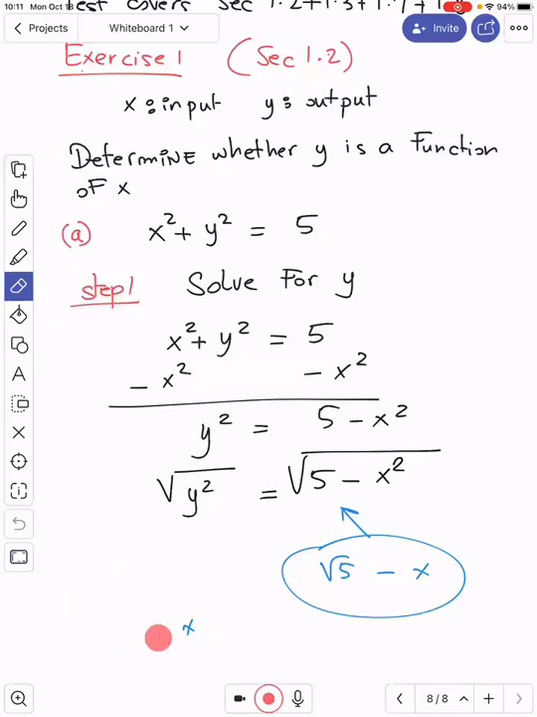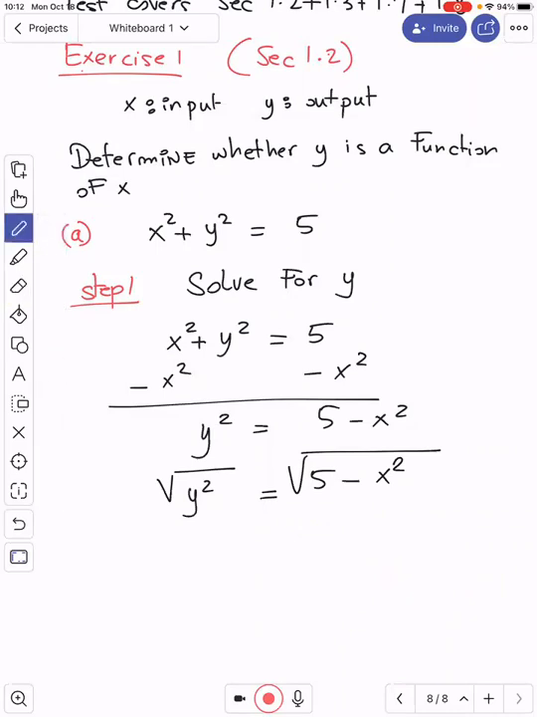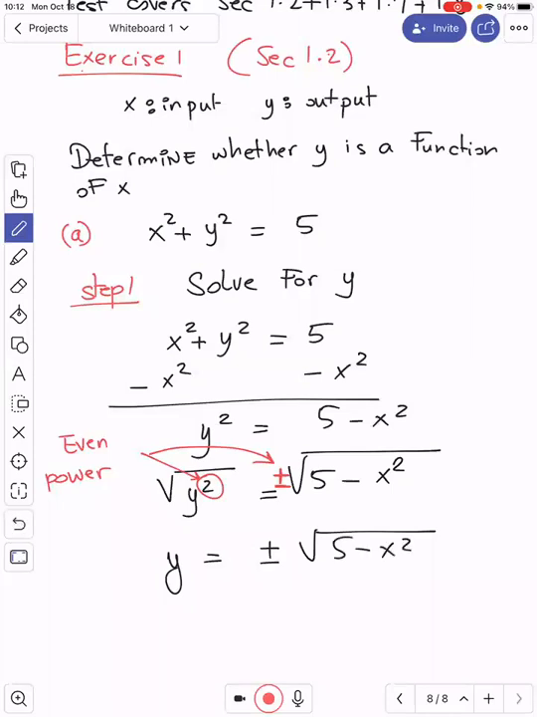So anyway, you see the thing, guys, here you have the even power. If you have even power, then you're going to need a plus or minus in front of the square root, because of the even power. So then your y would be plus or minus square root of 5 minus x squared, okay? And so that's my y.